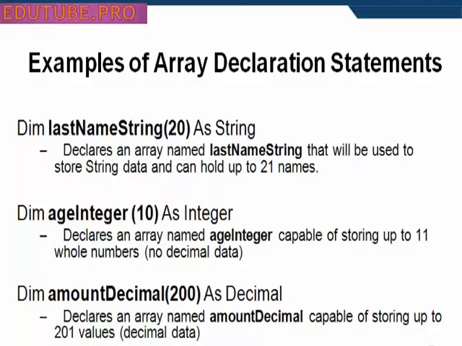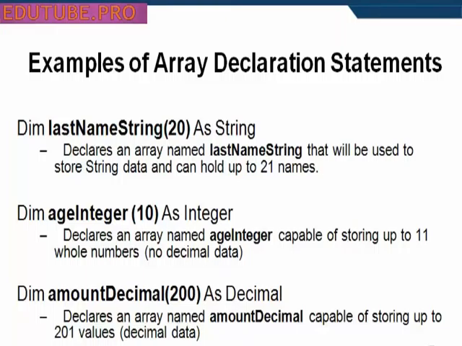The name of the array is ageInteger. Again, the highest subscript is 10. Again, 0 to 10 is where the 11 elements are stored. The third and final example is an array called amountDecimal, 200 being the highest subscript with the data type of Decimal, which will declare an array named amountDecimal, capable of storing up to 201 values of data which could indeed contain decimals.